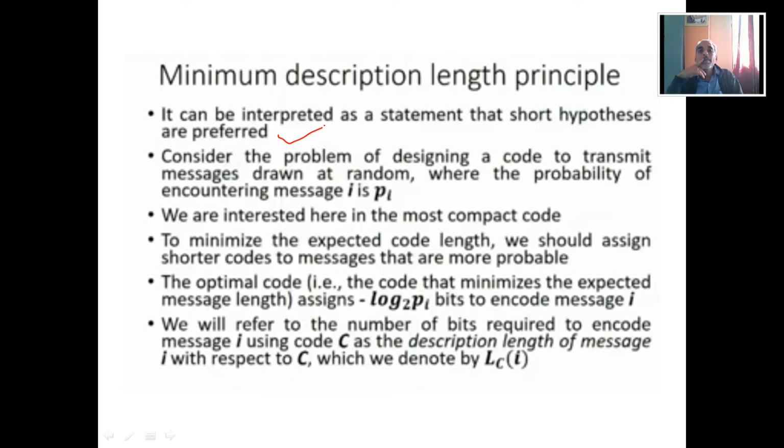Now in information theory, if you try to consider a problem of designing a code, we want to design a code to transmit messages drawn at random. Now you want to transmit some messages through the internet or certain medium, right? So you have a message, or say for example a telegram. Initially we had the concept of the telegram. Now when you want to transmit a message which is drawn at random, we cannot transmit the message completely because the messages will be very huge.